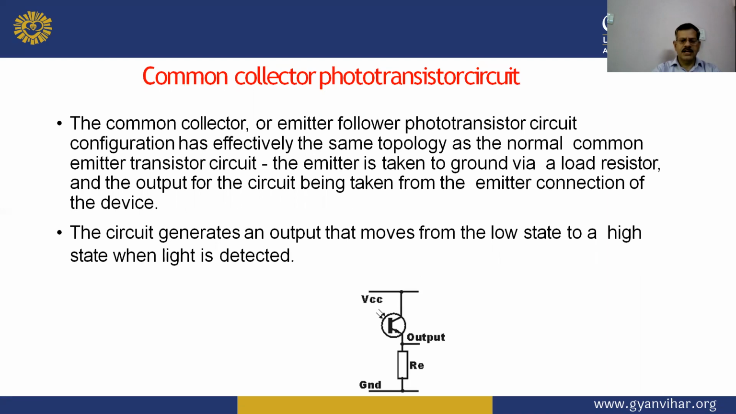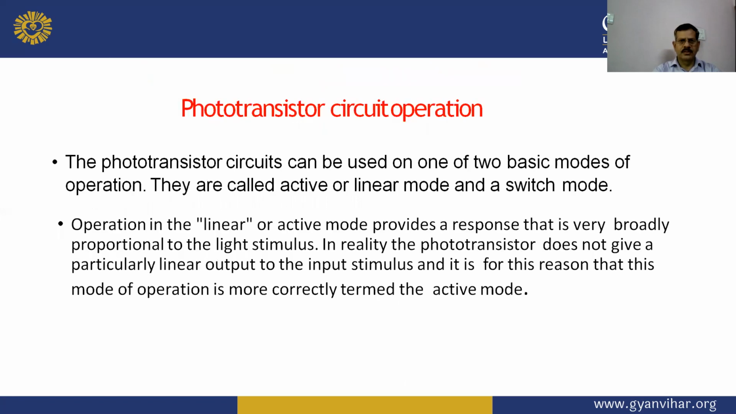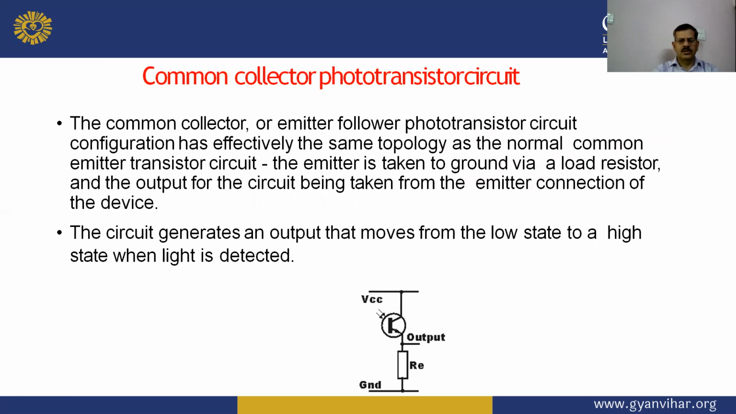The circuit generates an output that moves from the low state to a high state when light is detected. In this diagram, these are some specifications and facts about the common collector phototransistor circuit comparison.